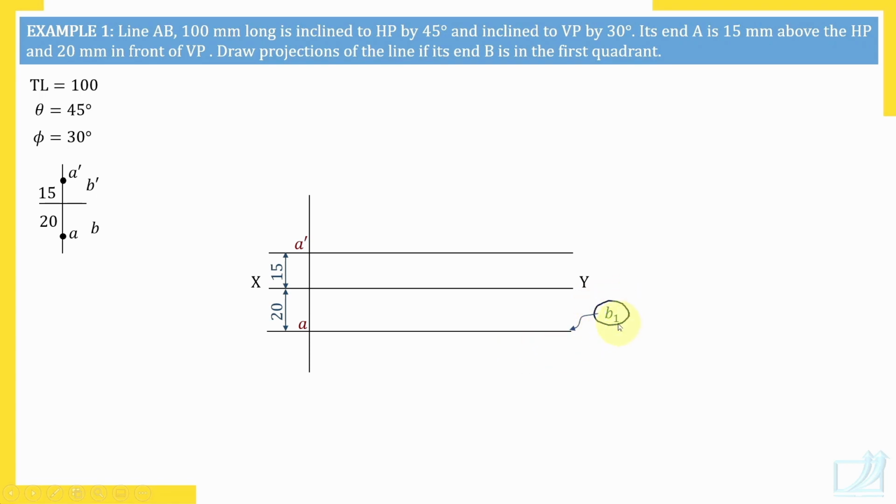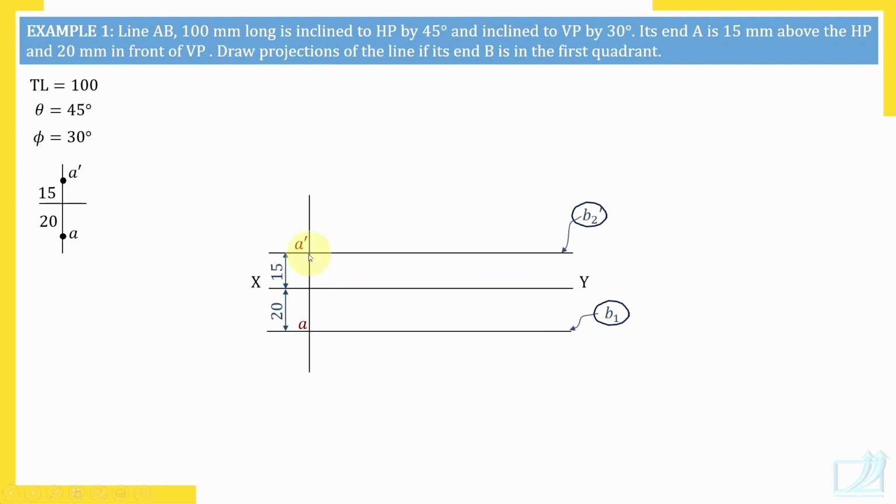I have made a circle here, in the sense that I don't know the exact position of B1, but I am sure that B1 is on this line. Horizontal line through A dash: which other point is on this line? B2 dash. Remember, A dash B2 dash is always horizontal and A B1 is always horizontal.